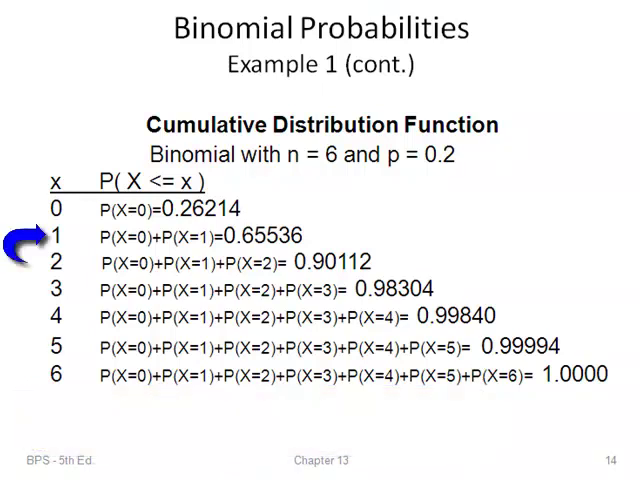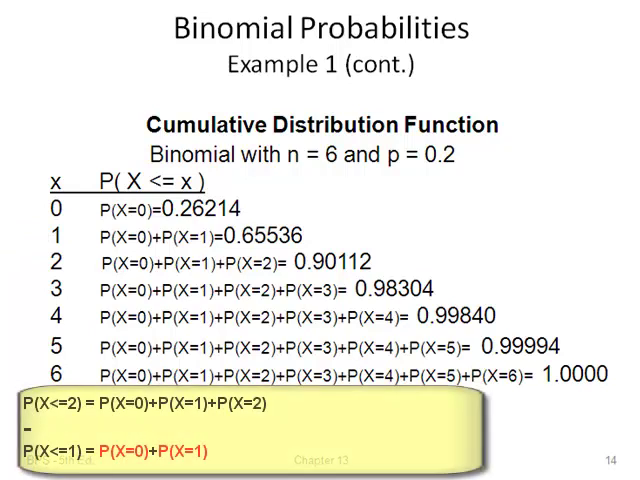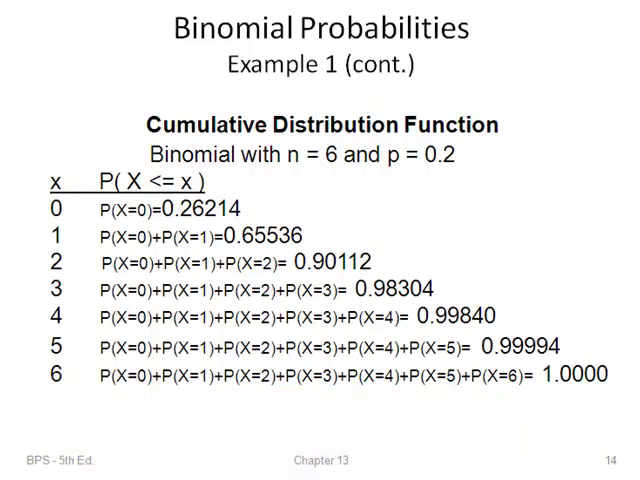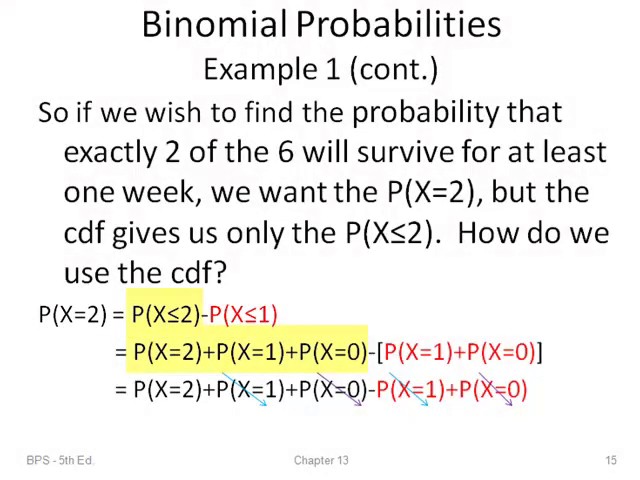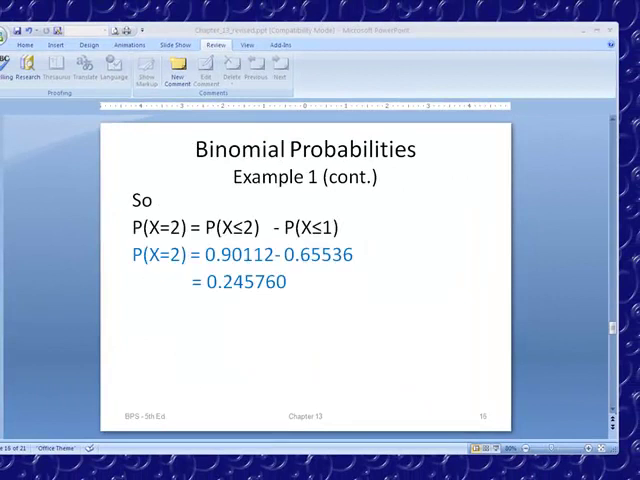Because look at x equaling 1. That's just the probability that x equals 0 plus the probability that x equals 1. So if I take the probability that x is less than or equal to 2 and subtract the probability that x is less than or equal to 1, I'm going to get the probability of exactly x equaling 2. So written down, this is what it looks like. The probability that x is less than or equal to 2 is the probability x equals 2 plus the probability x equals 1 plus the probability of x equaling 0. Subtract off x equaling 1 and x equaling 0, and we'll be left with x equals 2. So putting those numbers in, this is the answer that we would get.